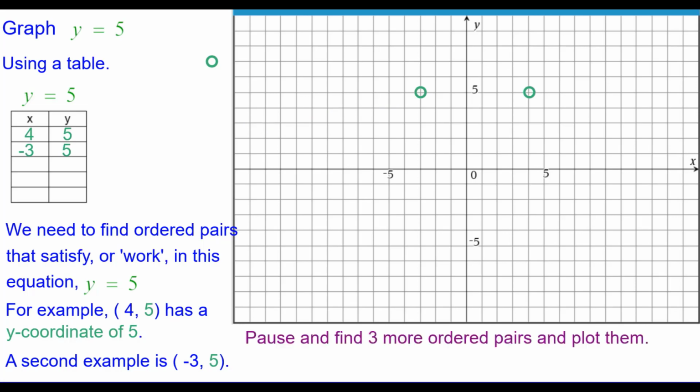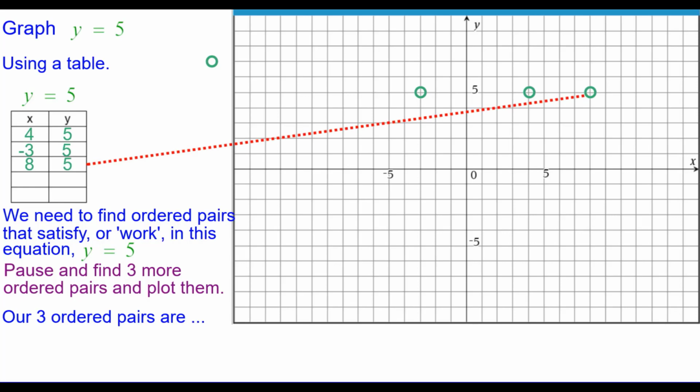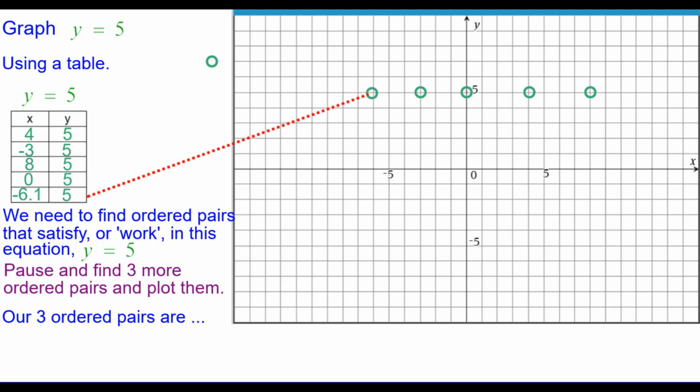Pause and find 3 more ordered pairs and plot those. Press pause as needed. Resume when you're ready. Our 3 ordered pairs are 8 comma 5, 0 comma 5, and negative 6.1 comma 5, and we use the negative 6.1 to show that you don't always have to have integers.